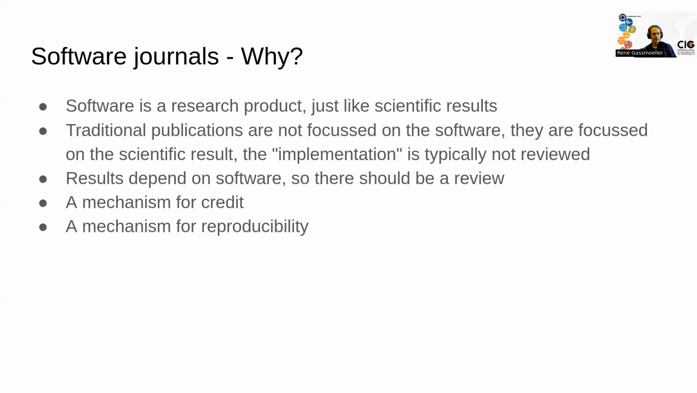Why is this an issue at all? Software contains a lot of the time that you work on your research. It's a research product, just like the scientific results that you present. However, all of the traditional scientific publications are focused not on the software, but on the scientific result, the answer to the question that you're looking for. But the implementation, how you got to that answer, is often not reviewed. Oftentimes you describe the methods in the paper and the reviewers and the editors and the readers have to assume that your implementation is actually implementing exactly that method. But the results depend on that implementation. So at least in theory, if we follow the scientific idea, there should be a review of that implementation to make sure that the result is actually correct.